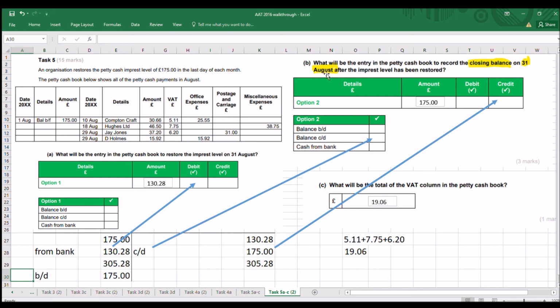Then in terms of B, what will be the entry in the petty cash book to record the closing balance? So this closing balance on the 31st of August, this carried down is the closing balance at the 31st of August. So it would be balance carried down, £175 in credit here.